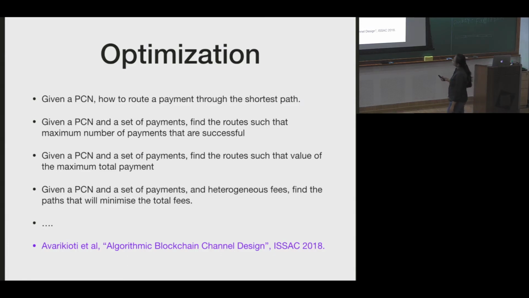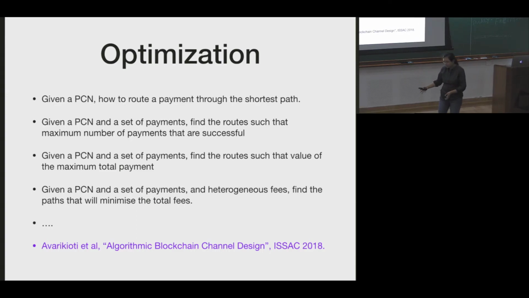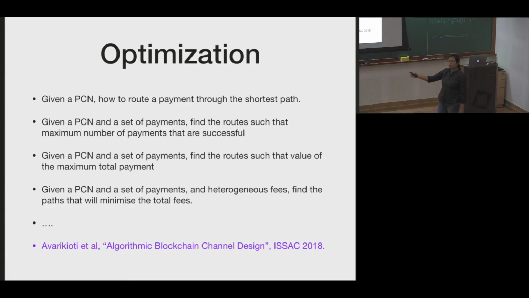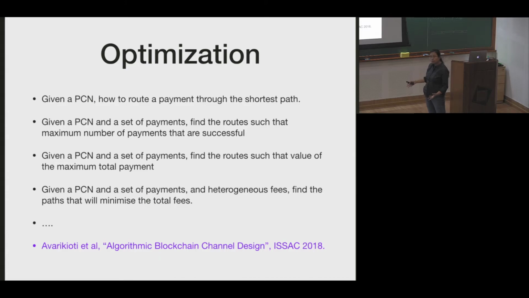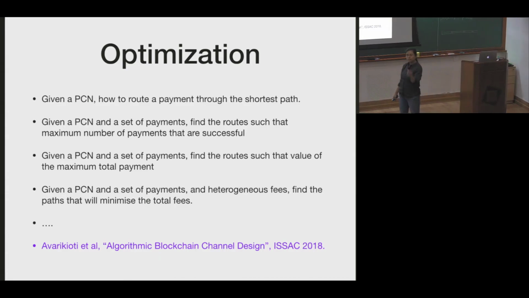So when it comes to optimization, it says, given a payment channel network, which is a graph, how to route a payment through the shortest path, because if you have the shortest path, you would possibly pay less transaction fee, assuming that all nodes are charging an equal amount of fee. Given the PCN and the set of payments, how will you find the route such that the maximum number of payments are successful? You could have another version of it which says the maximum value of payment will be successful.